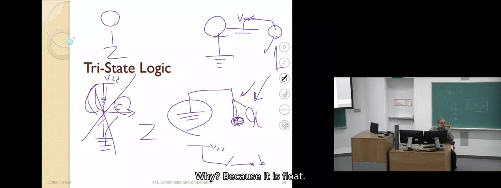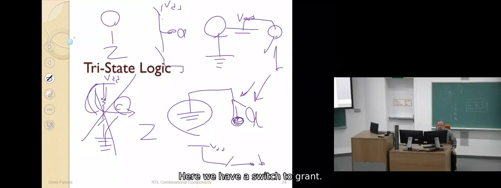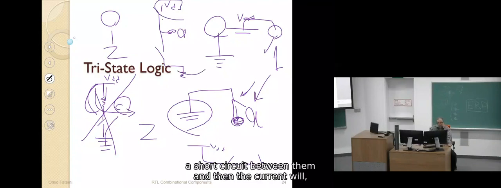Why? Because it is float. Sometimes you need to make an output float so you could connect other things to that. Because you cannot connect two things to one place. Let me tell you. This is A, and here we have a switch to VDD. This is the switch to VDD. And also here we have a switch to ground. Could you close both switches? Could you? You could, but you will break the VDD, because VDD and ground make a short circuit between them, and then the current goes infinite, and then you have blown your power supply. Okay? You can, but it's not good.